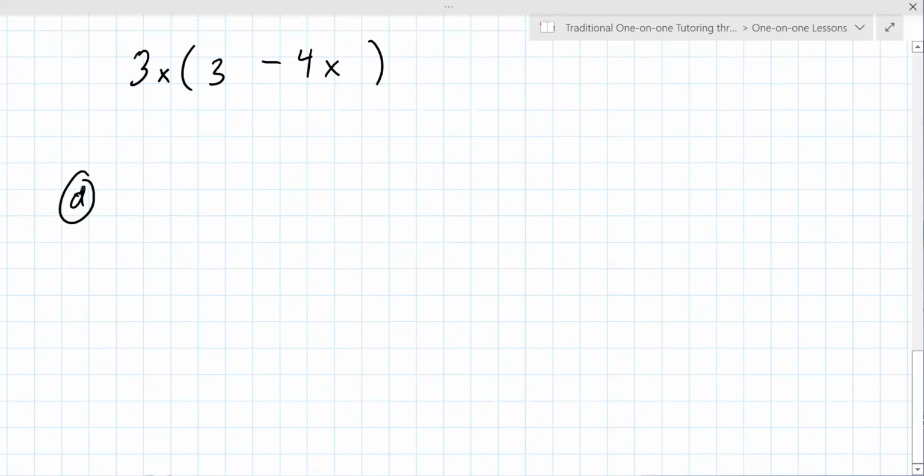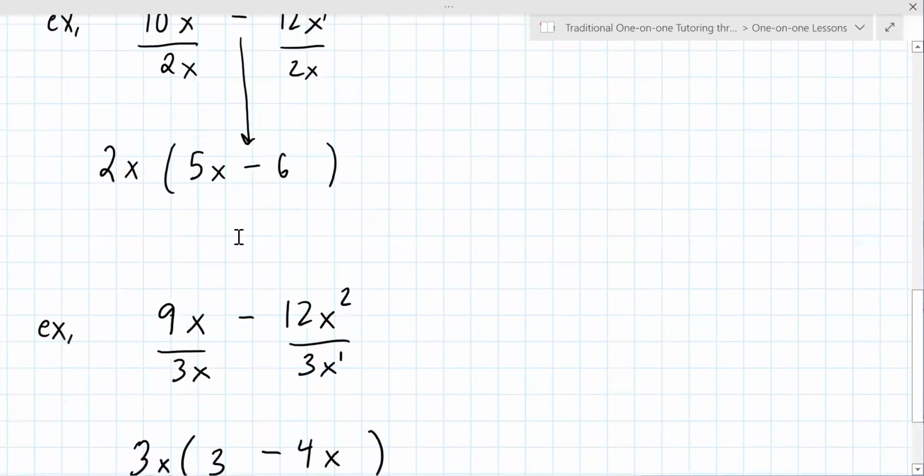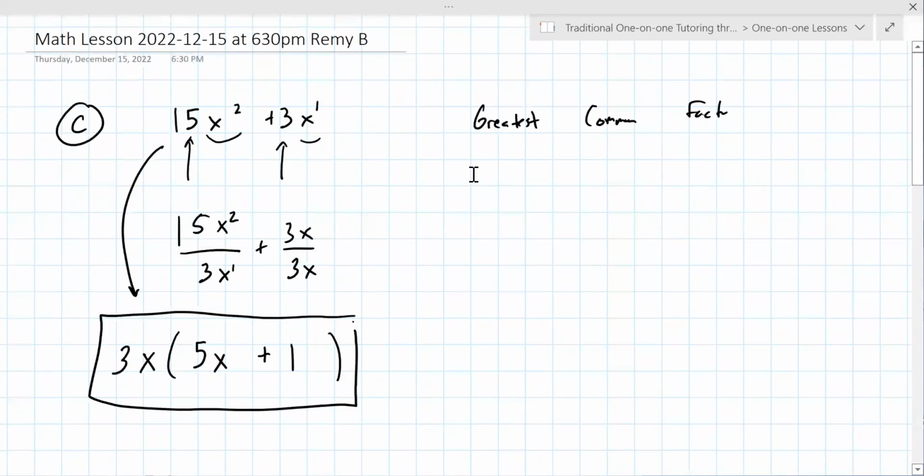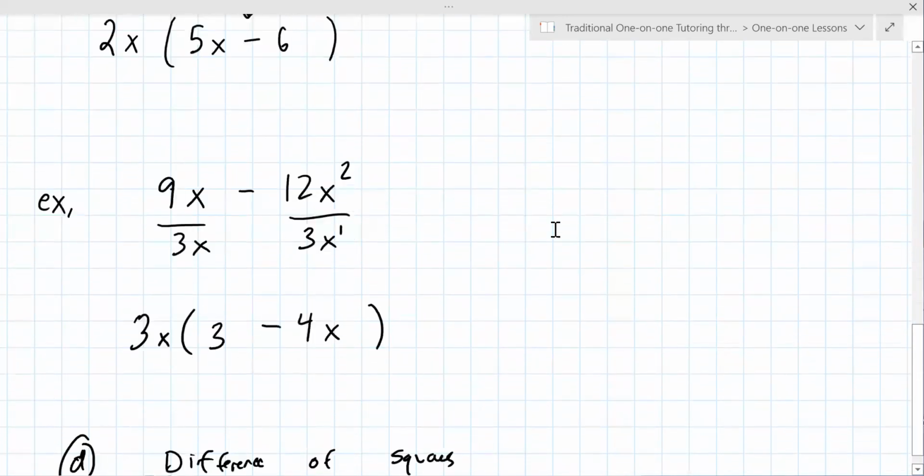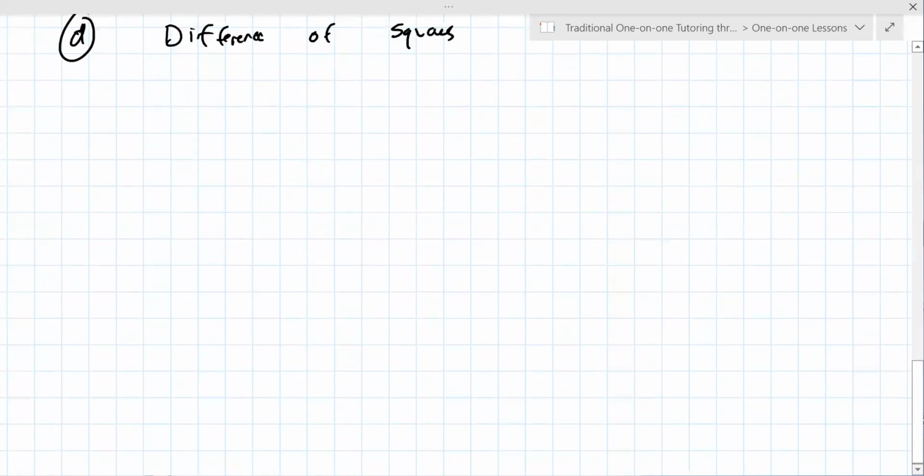This I think is the next easiest. This is called difference of squares. You may disagree. What was this called? Greatest common factor. Okay. We're going to come back to letter D, but we've got to do a few intermediate examples here.